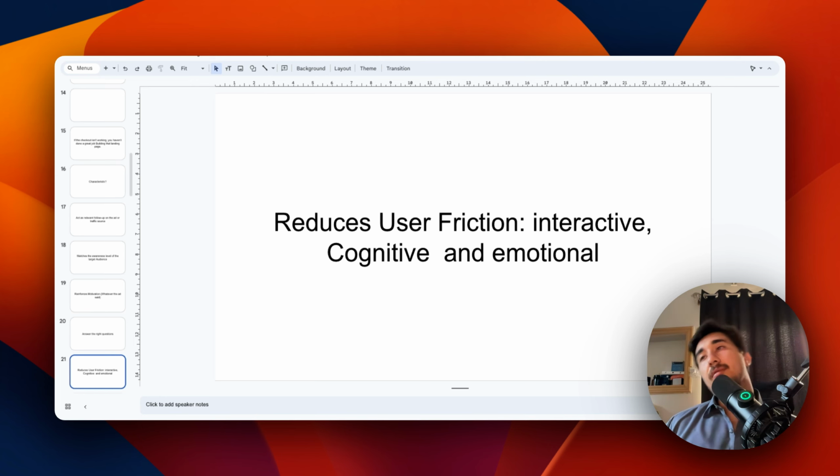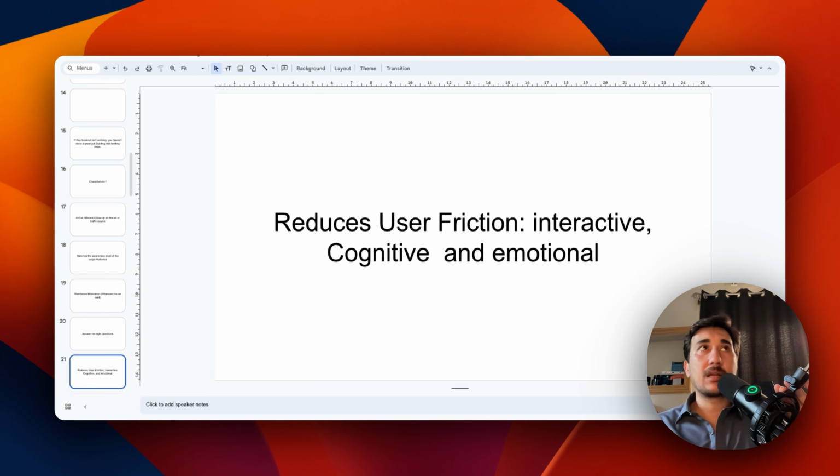Friction is really important. Friction is something where, if you want the customer to do something on the landing page and something is stopping them from making that purchase or desired conversion, that is actually called friction. This is actually the definition of it. And there are interactive, cognitive, and emotional frictions.